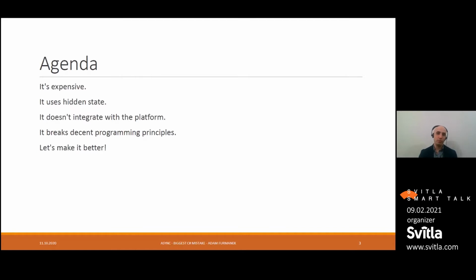Then we'll go through a couple of different principles, which we generally know we should not be breaking, like we should not be using hidden state or global variables. We should integrate with the platform well and write idiomatic code. And we'll see how all these things were broken when implementing async and await. At the very end, if we have some time left, we'll see how to make things better, a conceptual approach. But I do want to warn you that I have a completely separate talk covering how to re-implement async in a better way. So it will be just a sneak peek of what could be improved.